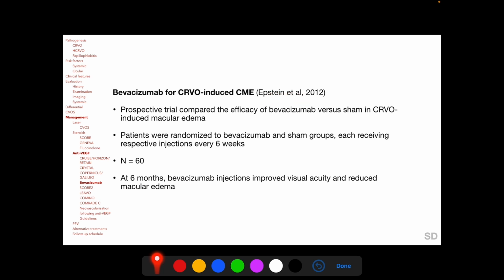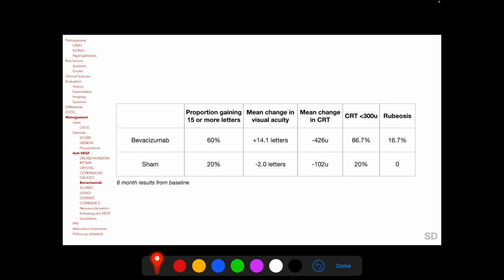Epstein et al. compared the efficacy of bevacizumab, a low-cost anti-VEGF, versus sham in CRVO-induced macular edema. Patients were randomized to bevacizumab and sham groups, each receiving injections every 6 weeks. A total of 60 patients were included, and at 6 months, the study concluded that patients receiving bevacizumab injections had improved visual acuity and reduced macular edema as compared to patients in the sham group. This table shows the 6-month results from baseline in this trial.